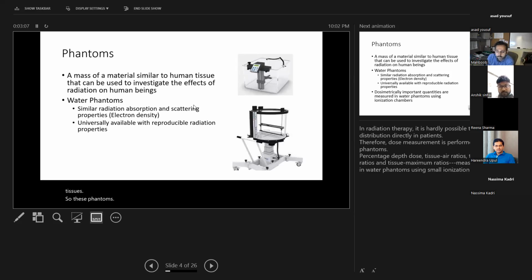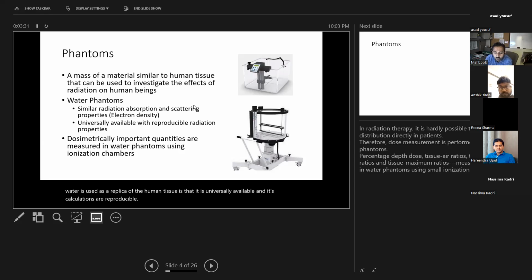The most common type of phantom that is used is the water phantom. It has similar absorption and scattering properties in terms of electron density. The second reason that water is used as a replica of the human tissue is that it is universally available and its calculations are reproducible.